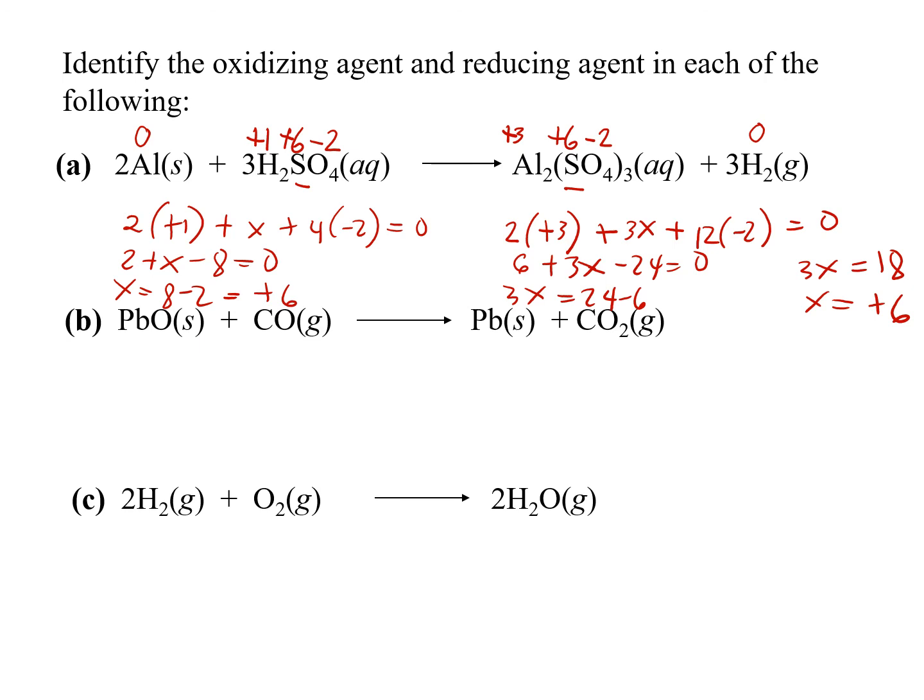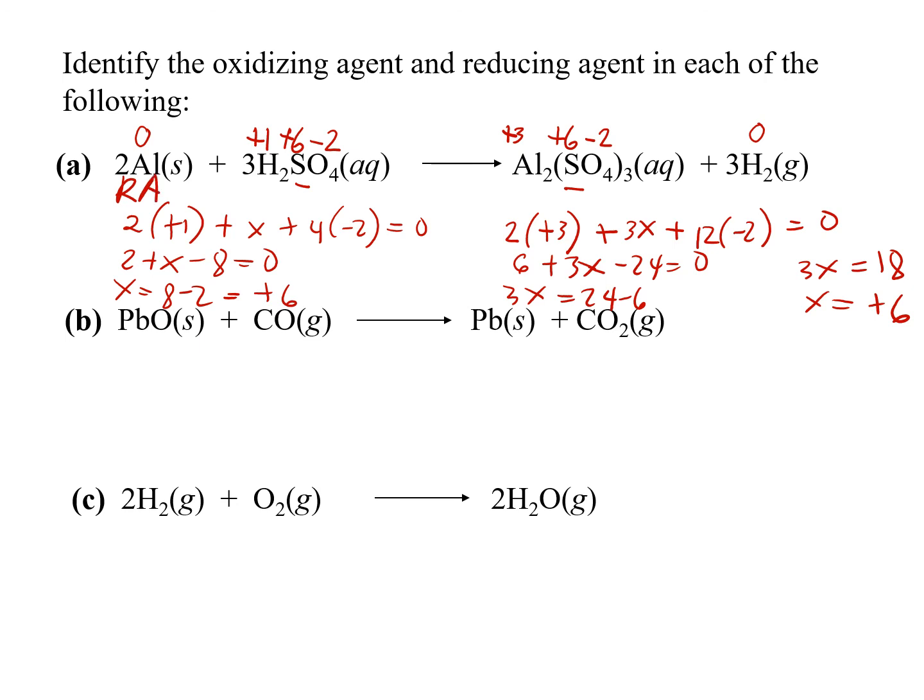So what changed here? Aluminum and hydrogen. Our aluminum undergoes oxidation. From 0, it is now plus 3 in the product. The substance that undergoes oxidation is our reducing agent. So our reducing agent is aluminum.